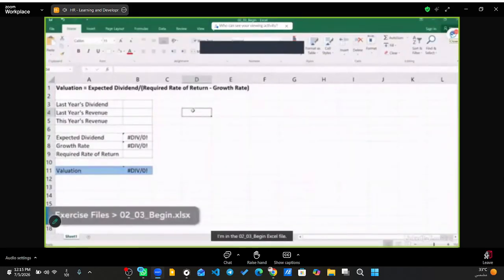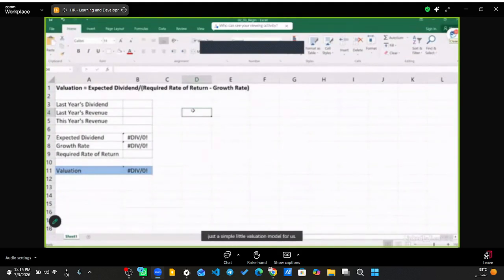I'm in the 0203 Begin Excel file. What I've done here is created just a simple little valuation model for us. The valuation on our stock is simply equal to our expected dividend, that is what we think the dividend will be over the coming year, divided by our required rate of return minus the growth rate. The required rate of return is how much we need to earn on this investment given its level of risk, and the growth rate is how fast that company is growing, say sales or top line figures.